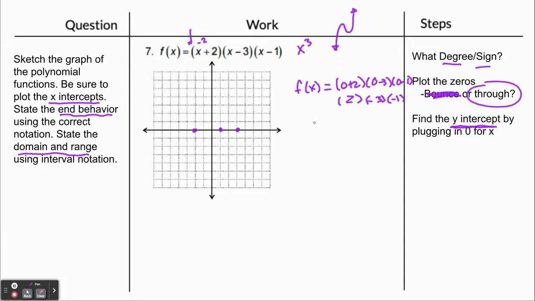So now to find my y value, I'm just multiplying these. 2 times -3 is -6, times -1 is +6. So 1, 2, 3, 4, 5, and 6.